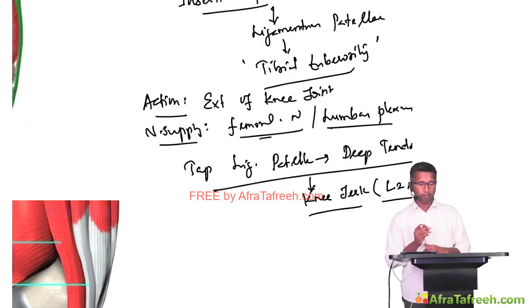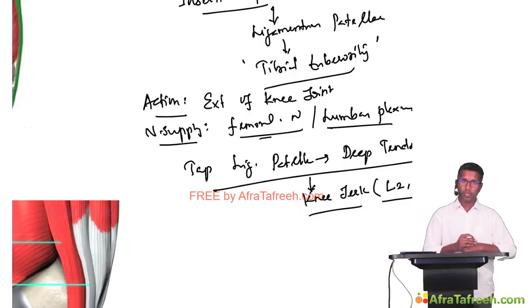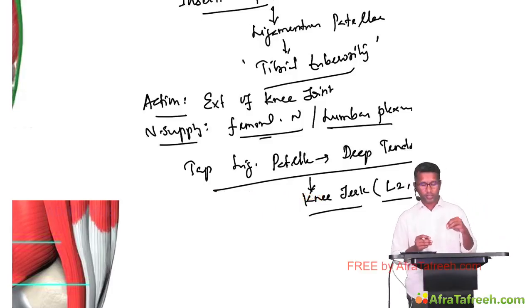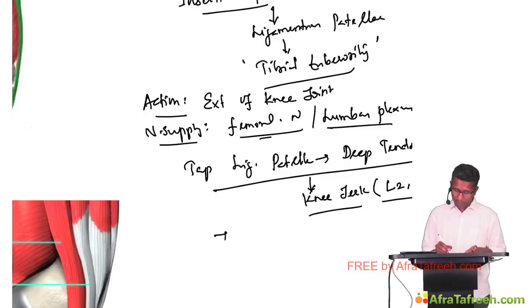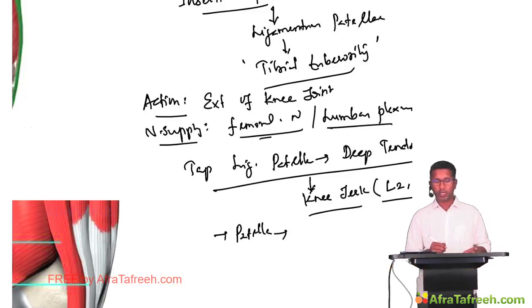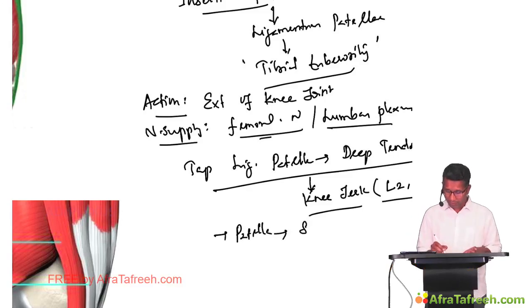This is about the clinical application of the quadriceps femoris muscle. At this junction you should also remember one more important thing. Patella. Patella is what bone? Patella arises in the quadriceps tendon. So this patella bone, when it arises in a tendon, is called a sesamoid bone.